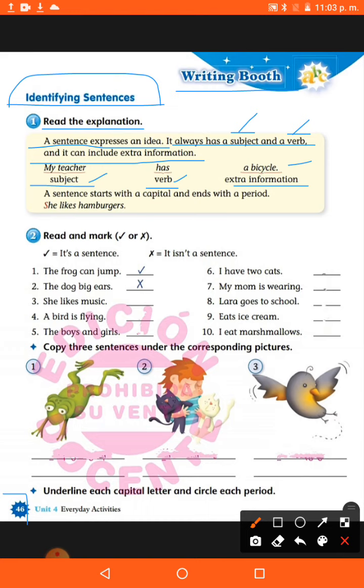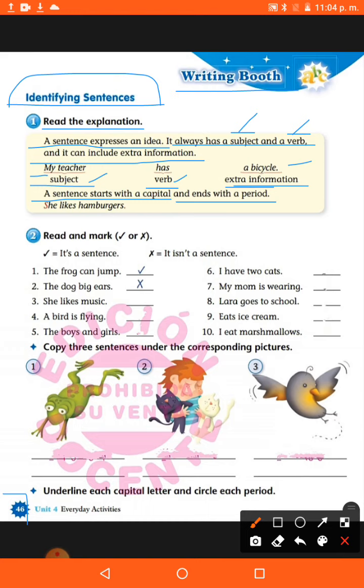So here we have the rules to make a sentence. We have the subject, the verb, and the extra information. A sentence starts with a capital and ends with a period. In this case, the letter M is the capital letter. Okay?